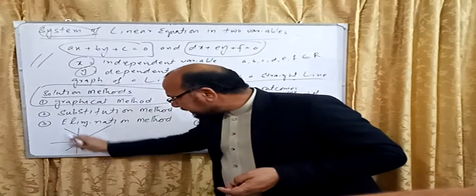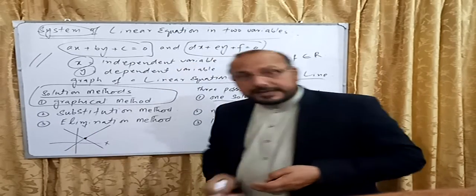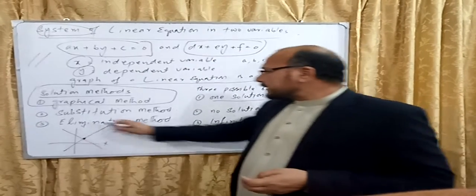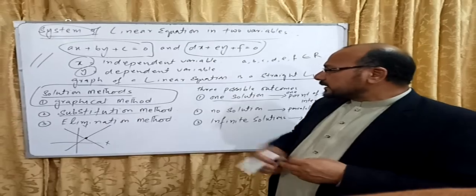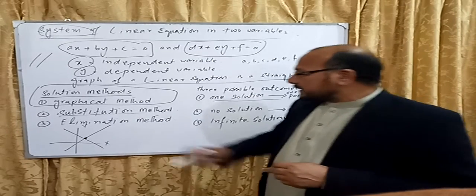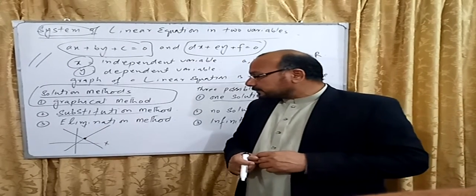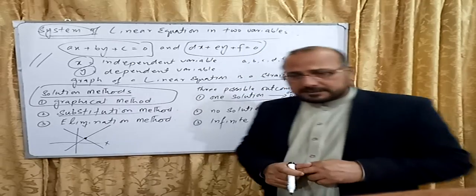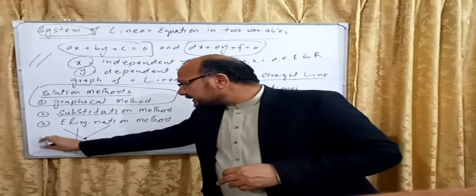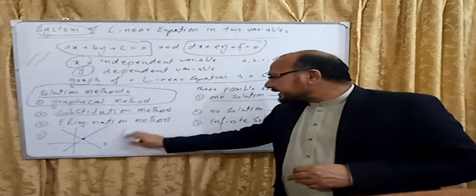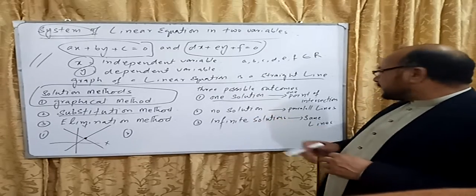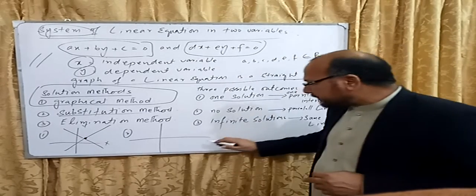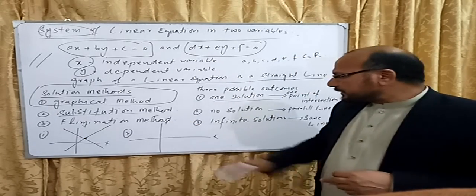So the two lines are intersecting each other at a single point. The substitution method and the elimination method can also be applied. But if we are using the graphical method, this is the first case that we face. The second case is if we have parallel lines. Suppose we have the xy plane and we have two lines like this.